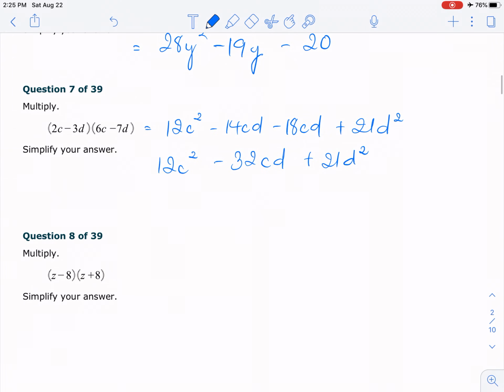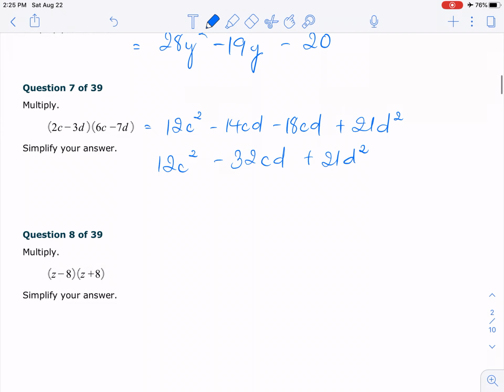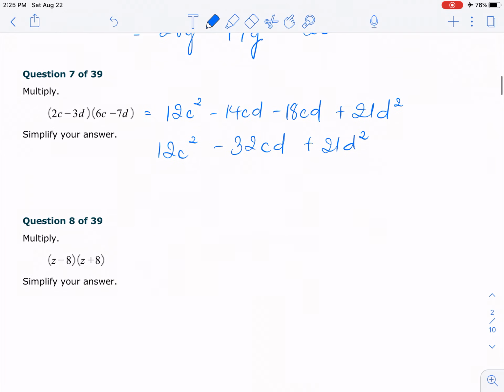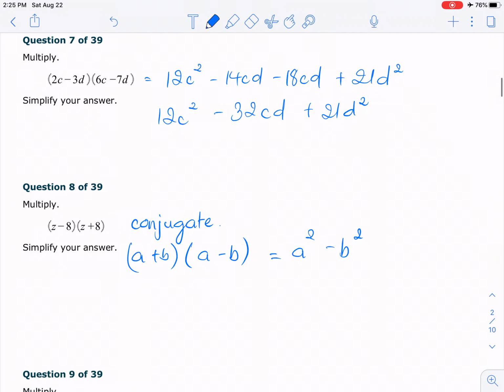Moving on to number 8. Number 8, I want to point out that hopefully you can see this is a conjugate. And when you multiply the conjugate, we have a plus b times a minus b. It's going to be a squared minus b squared. So keep that in mind. So instead of FOIL, you can just write down the answer right away, which is z squared minus 64.